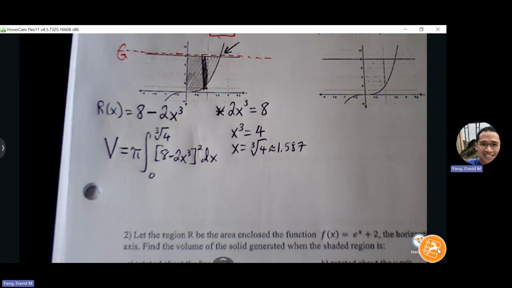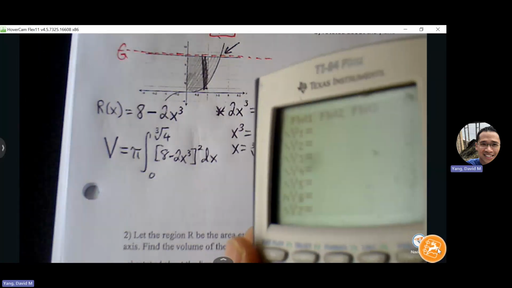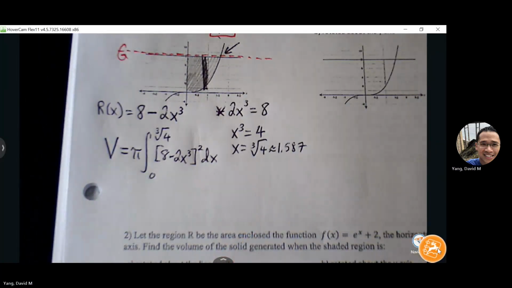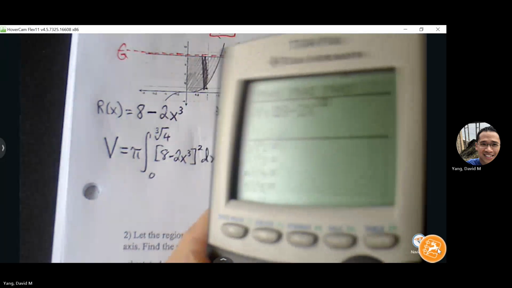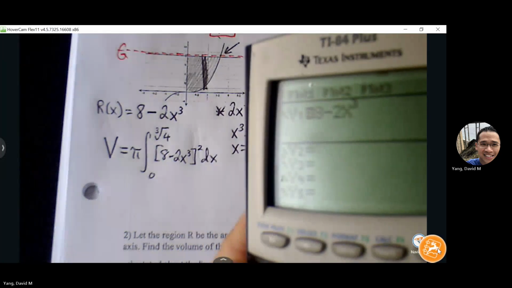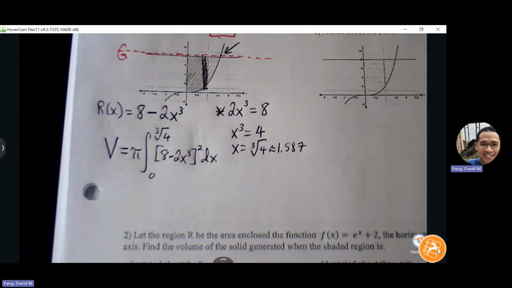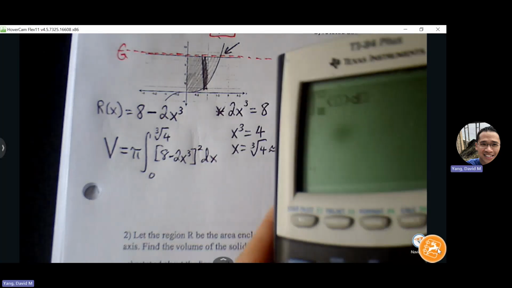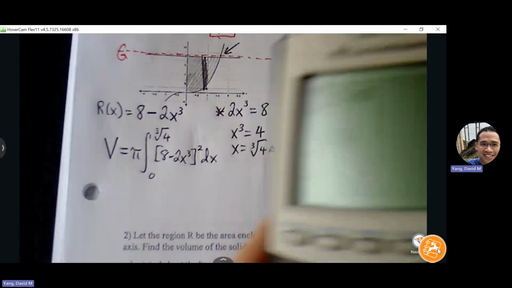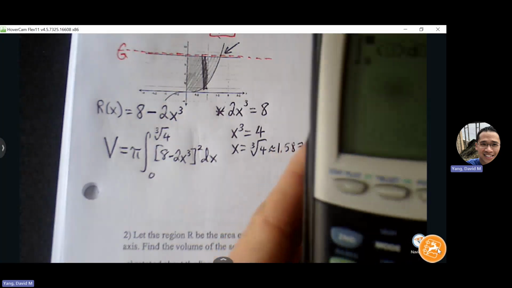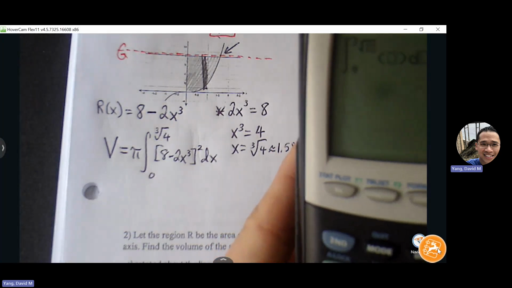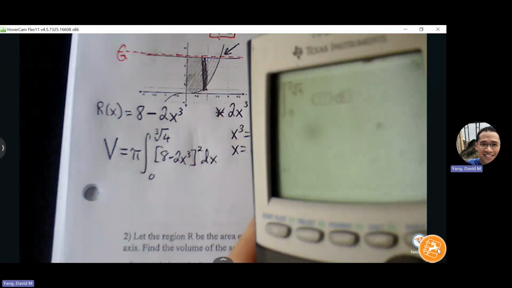Let's make the calculator do the work for us here. So under y1, I'm going to call this 8 minus 2x cubed. Second mode, I'm going to go back to my home screen. Leave pi out of your calculator. I'm just going to go from 0 to cube root of 4. Cube root of 4 is math 4. Math 4 will get that cube root notation to show up.